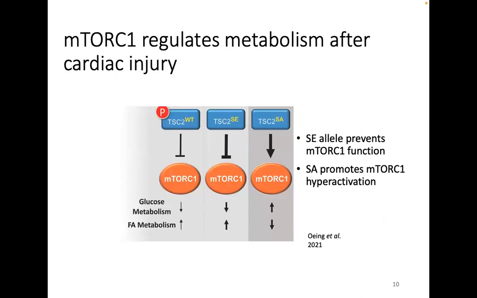What those collaborators did is they used single amino acid substitutions of the mTORC1 genetic regulator, TSC2, to either inhibit mTORC1 or hyperactivate mTORC1. When they used the genetic model to inhibit mTORC1, they saw an even further decrease in glucose metabolism by adult hearts after injury, and an even further increase in fatty acid metabolism, kind of driving the normal adult metabolic utilization to extremes.